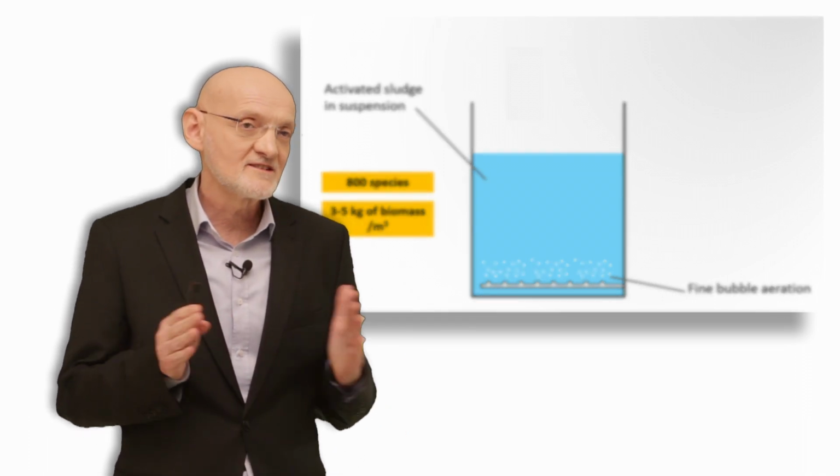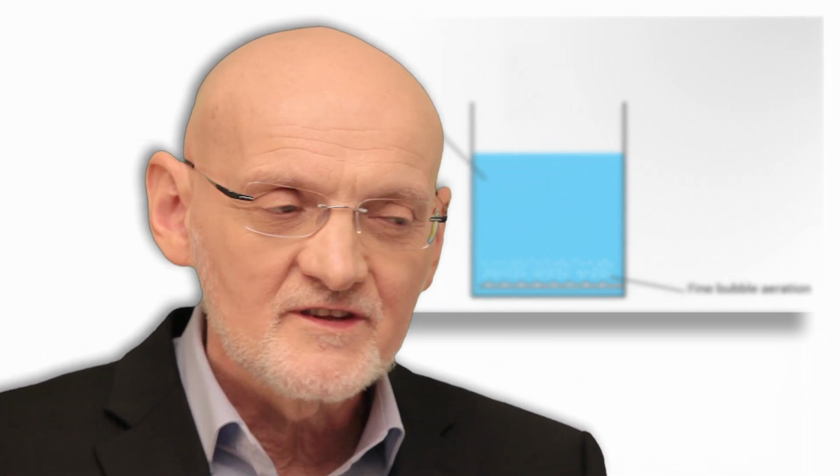Now, for comparison reasons, keep in mind that we have established that we have 3 to 5 kilograms of these hungry mouths swimming around doing the work for us. And there are about 600 to 800 kinds of those organisms, which we call 600 to 800 species. And of course, we have fine bubble aeration because all of these organisms need to breathe while they eat. Okay? So now let's take a look at it. How is an Organica plant different?